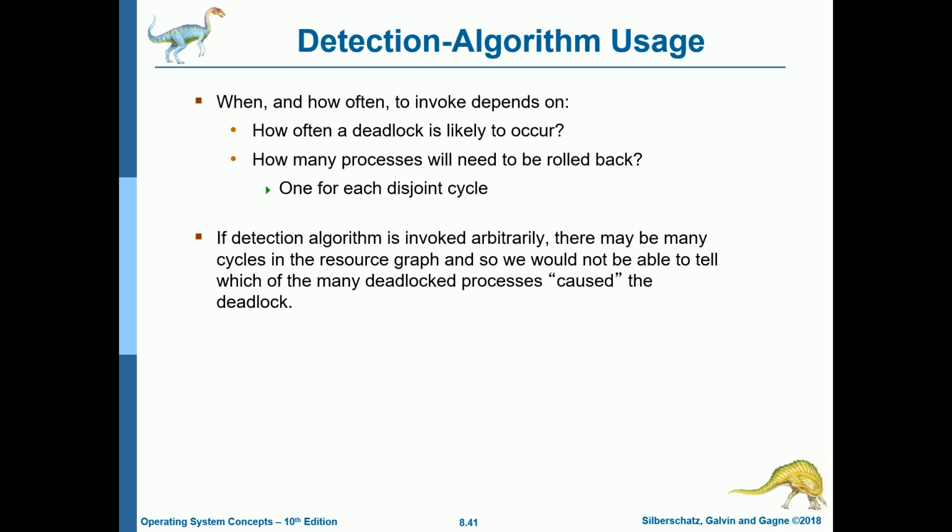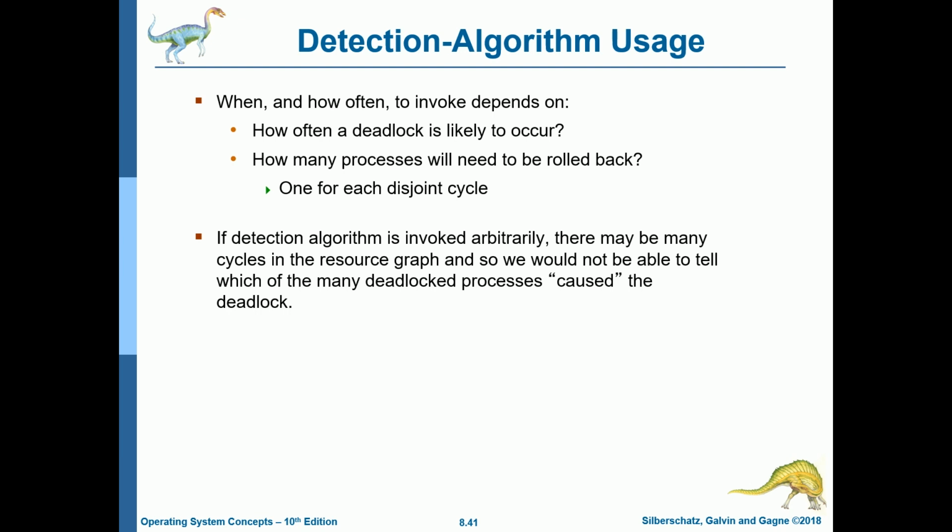So, when should we invoke the detection algorithm? This answer depends on two factors. How often is a deadlock likely to occur? And how many threads will be affected by the deadlock when it happens? If deadlocks occur frequently, then the detection algorithm should be invoked frequently. Resources allocated to deadlocked threads will be idle until the deadlock can be broken. In addition, the number of threads involved in the deadlock cycle may grow.